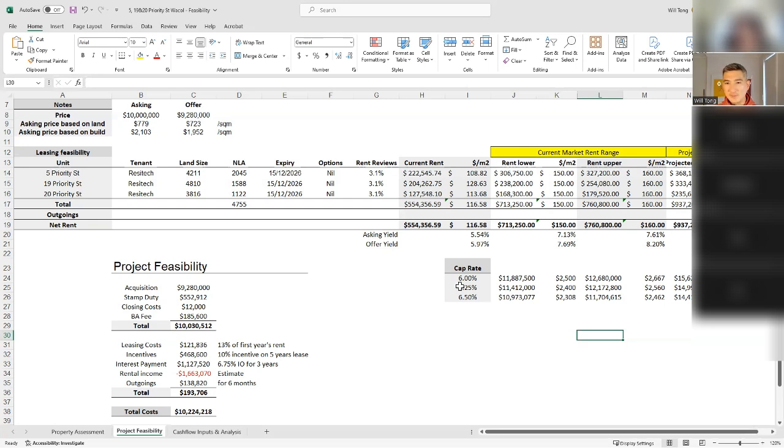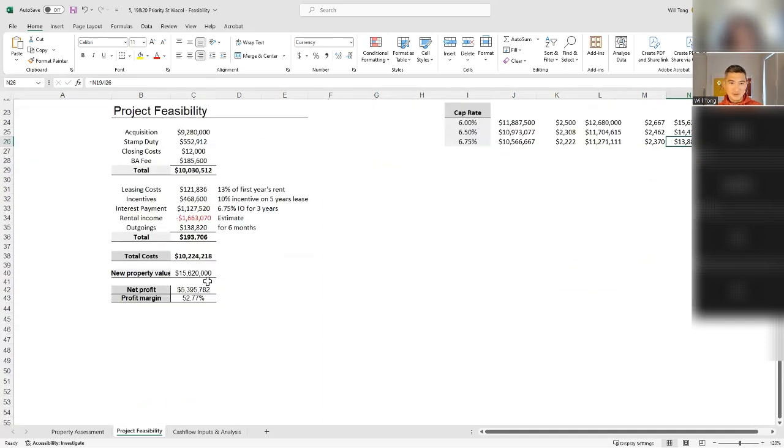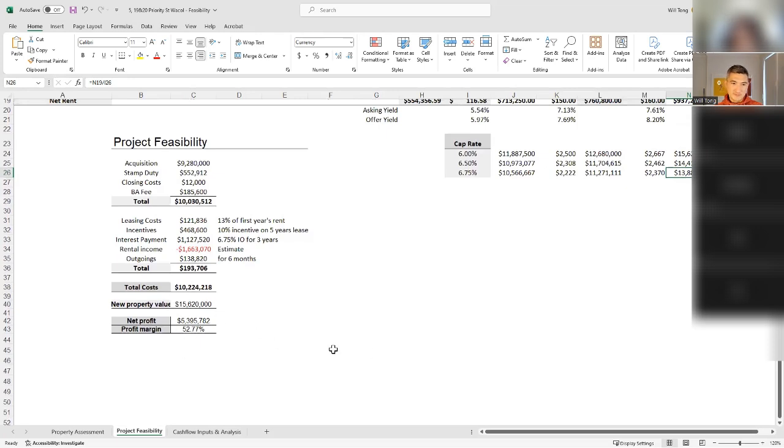So even if we're a little bit more bearish about it, and we say maybe it's 6.75%, maybe that's the worst case scenario, you're still 3-4 million dollars ahead. Yeah. Okay.